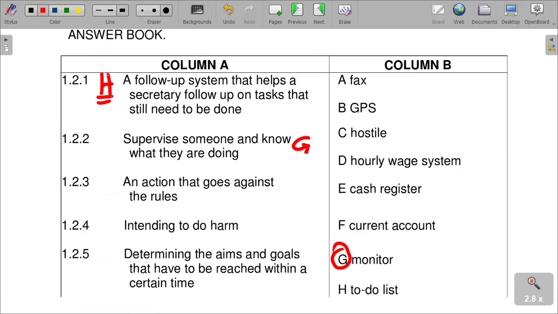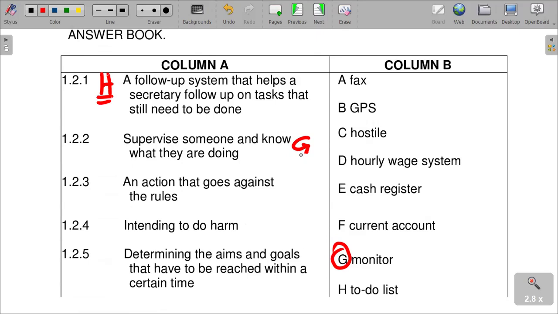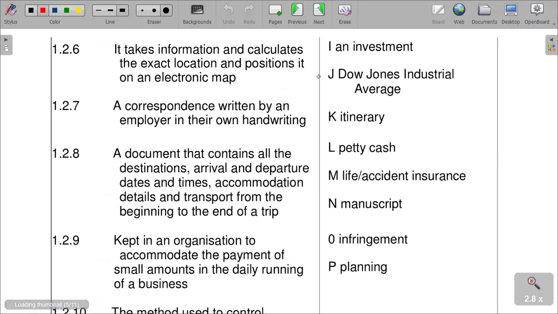Monitor the person. And then an action that goes against the rules. When an action goes against the rules, it means it is something that is not allowed. From our list of terminologies that we are given here, an action which goes against the rules is called an infringement.